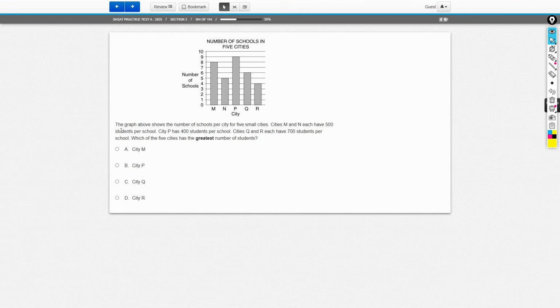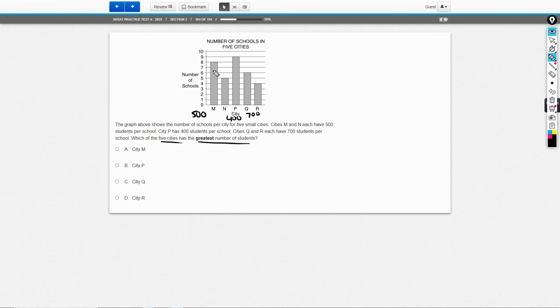All right. In this graph above, it shows the number of schools per city for 5 small cities. We know that M and N have 500 students per school. Okay, so M and N both have 500. City P has 400 per school, and Q and R have 700 per school. Which of these 5 cities has the greatest number of students, okay?